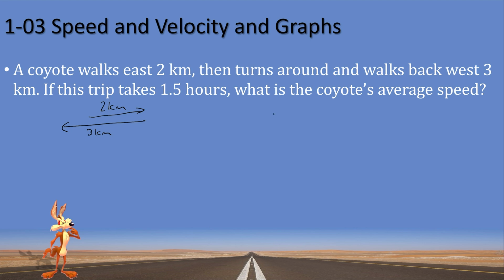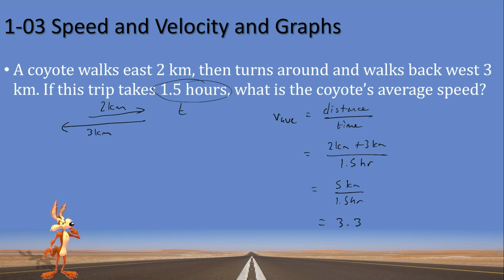Well, average speed is your distance over time. Our distance would be the 2 kilometers plus the 3 kilometers because direction doesn't matter. It's just the total distance. And our time is 1.5 hours. So it'll be 5 kilometers over 1.5 hours, which is 3.33 kilometers per hour.